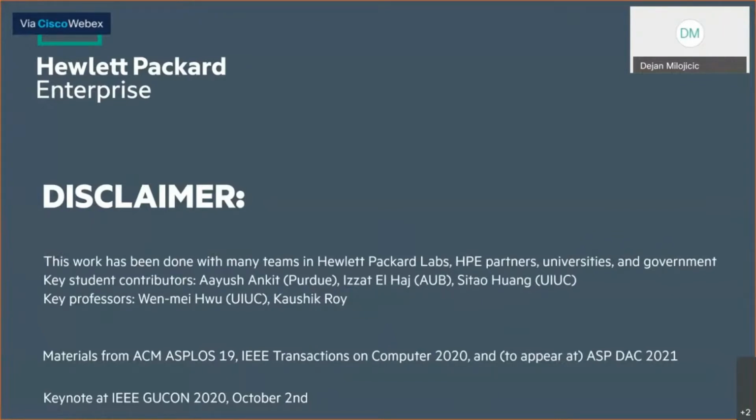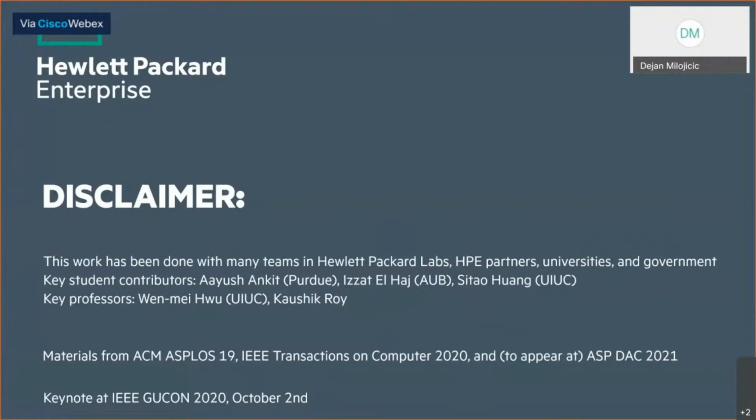Specifically, there are some key PhD students: Ayush Ankit from Purdue, Izzat El-Hajj, at that time of UIUC, by now professor at American University of Beirut, Sita Huang from UIUC, still doing his PhD, and Ayush by now has been employed at another software company. And then key professors who were collaborators, Wenmei Hu and Kaushik Roy. But then there are a number of my colleagues from HP. Some of them are mentioned throughout the talk.